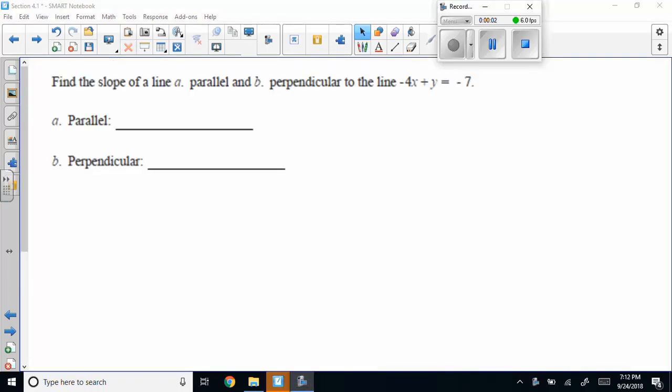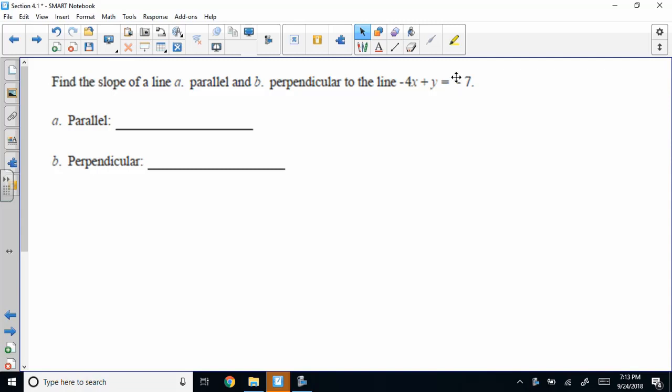Okay, guys, it's September 24th. We're finishing up 4.1. We'll get into 4.2, 7.1, and 5.2 if time warrants. All right, so find the slope of line A parallel and B perpendicular to the line negative 4x plus y equals negative 7. So they want the slope for a line that's parallel to this and then one that's perpendicular.